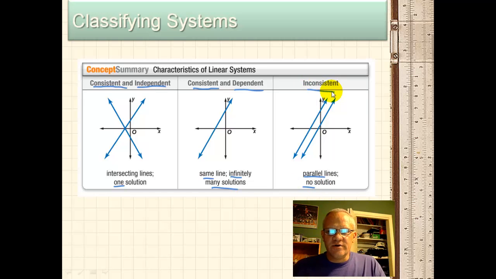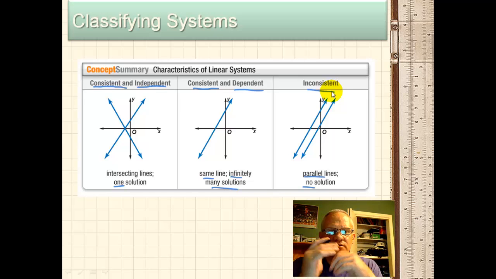It's a little bit harder to remember the words, but here's what I think. Think about parallel lines. I think it's easiest to remember this one because if they're parallel lines, they're inconsistent. That means, if you talk to somebody and you say, oh, their story was inconsistent, it means the story didn't line up. It didn't match up. So to me, that's easy to remember. The inconsistent just means parallel lines.